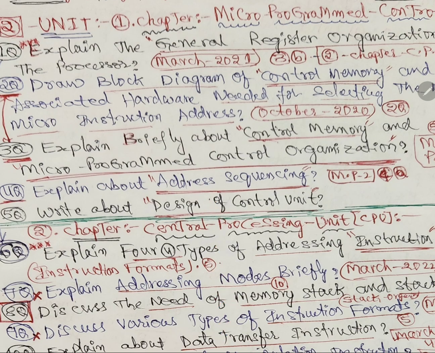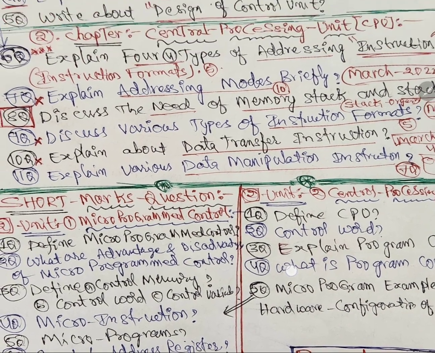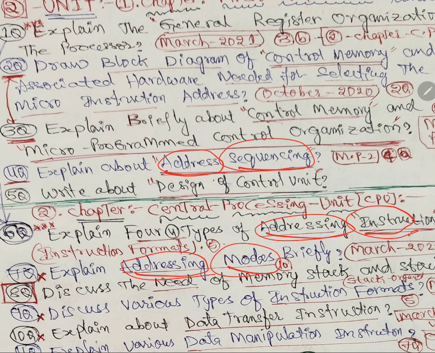I will tell you a hint on how to write the short questions at the end. At the end I wrote short questions here, and I have given my phone number also. Watch till the end, and I will clarify some confusing questions. This is one confusing question here. See here, address sequencing, and we got addressing instruction, and here we got addressing modes, right?